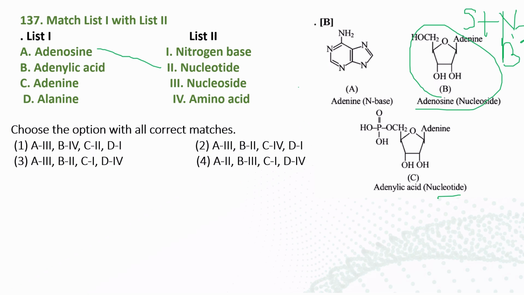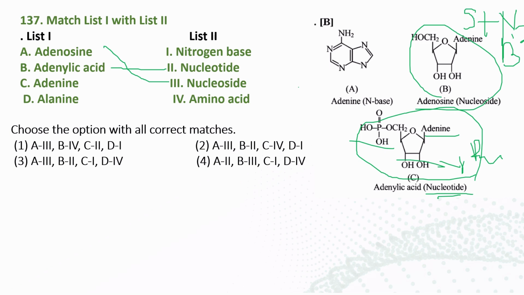Another thing is the next one, adenylic acid. Adenylic acid, as I already told you, contains the nitrogen base, sugar, and phosphate group. This is known as a nucleotide, the full combination which is present in the DNA and RNA molecules, right? So this is the nucleotide obviously, and adenosine is the nucleoside and adenylic acid is the nucleotide. Okay, so if we move on to the next one, adenine, they are asking.